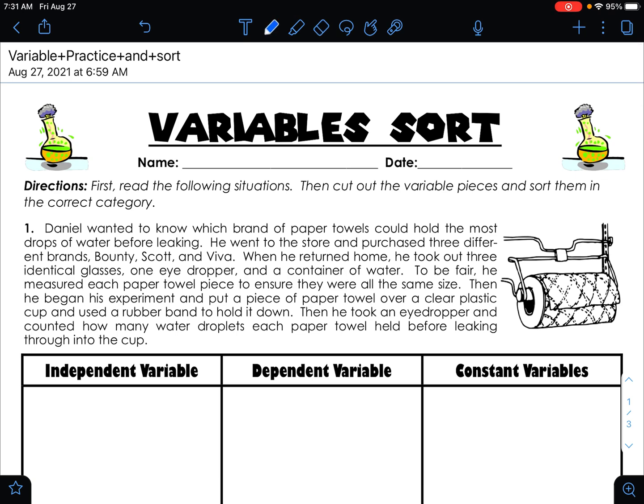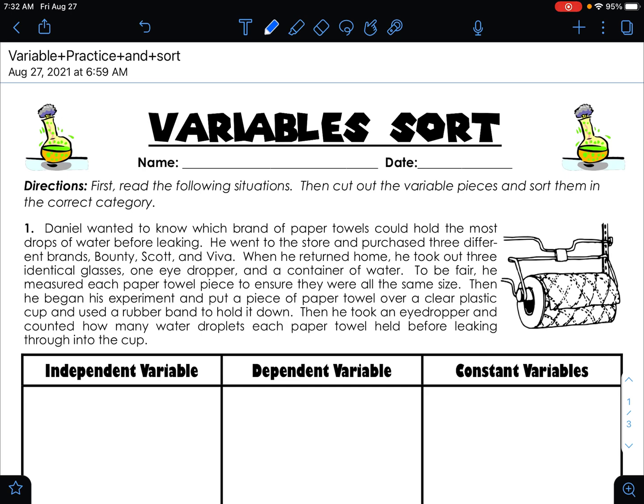Okay, Daniel wanted to know which brand of paper towels could hold the most drops of water before leaking. He went to the store and purchased 3 different brands, Bounty, Scott, and Viva. When he returned home, he took out 3 identical glasses, 1 eyedropper, and a container of water. To be fair, he measured each paper towel piece to ensure they were all the same size.